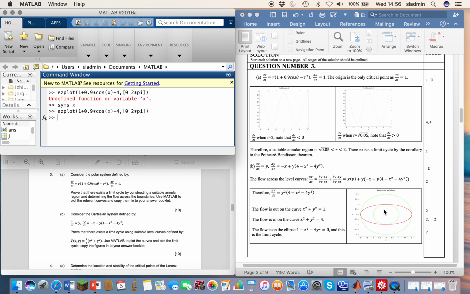So V dot is positive in here, and then outside here, again we can show that dV by dt is negative out here. So the flow goes in. So that means that this then is a stable limit cycle. This concludes the solution for question number 3.